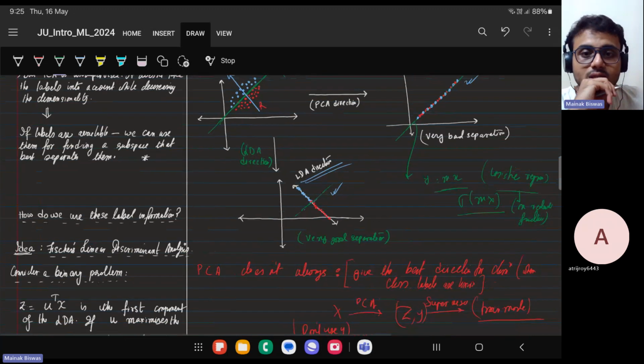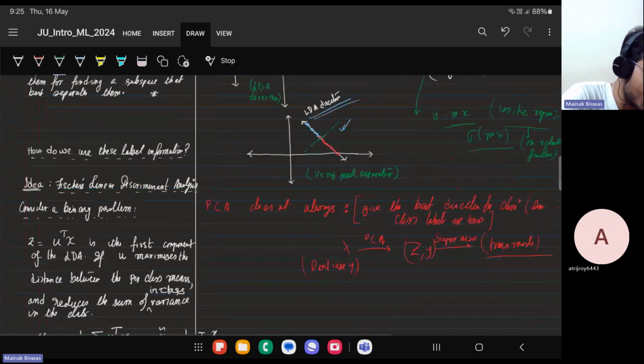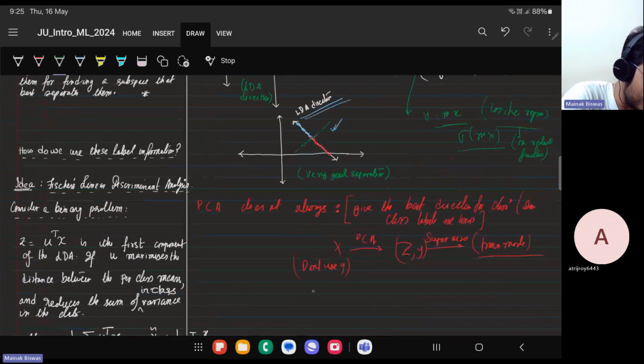But how do you do this? The idea is very simple. The idea is, again, we are talking about a projection, right? Say, let's talk about the first projection.